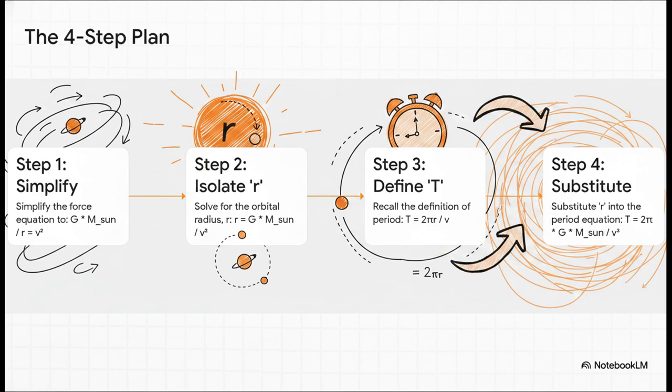So in step 2, we're going to rearrange things to solve for the orbital radius, r. Why? Well, because the formula for the period, which you see in step 3, actually needs r. The period is just the distance of one full orbit, which is the circumference, 2 pi r, divided by how fast you're going. So for the final move, our step 4, we take that expression for r that we found and we plug it right into the period equation. And that's going to give us our final beautiful formula for the answer.